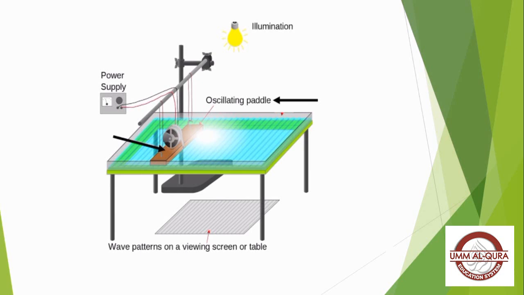Now here is the schematic diagram of the ripple tank. You can see that from the left side there is a power supply and a rectangular tray that is set on a table, having a bottom of glass. An oscillating pedal is set on that tray, and a bulb is placed on the top of the figure. When we switch on the power supply, the pedal moves through the motor, then the pedal oscillates and the waves are produced on the surface of the water. We can see the wave fronts on a screen that is placed below the table.